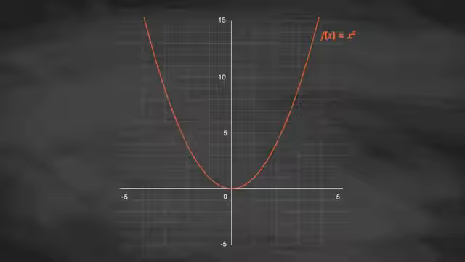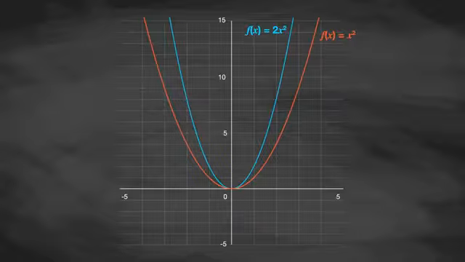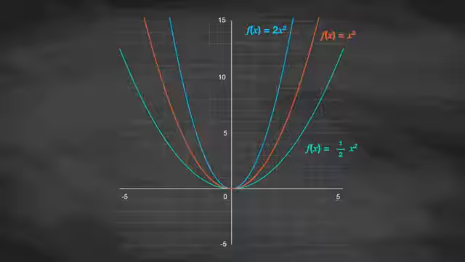The red graph is of f of x equals x squared, the parent function. The blue graph represents f of x equals 2x squared. Notice that it's narrower than the graph of the parent function. The green graph represents f of x equals 1/2 x squared. Notice that it's wider than the graph of the parent function. This means that the graph of a quadratic will be stretched or narrower with a coefficient greater than 1, and that the graph of a quadratic will be compressed or wider with a coefficient between 0 and 1.